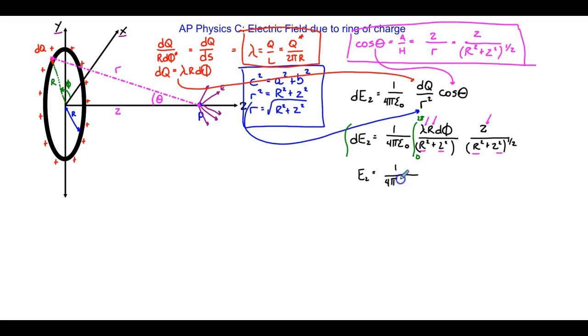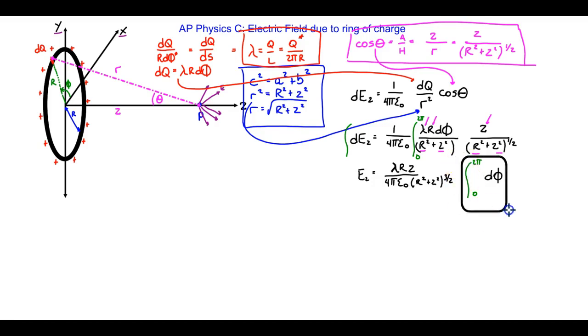So that becomes 1 over 4 pi epsilon naught times R squared plus z squared to the 3/2. In the numerator, I'm going to pull out lambda times R times z, and I'm left with just d phi. I'm basically going around the circle and adding all these pieces together. I have to integrate d phi between 0 and 2 pi. The integral of d phi is just phi, and I substitute both 2 pi and 0, evaluating it between my limits of integration.